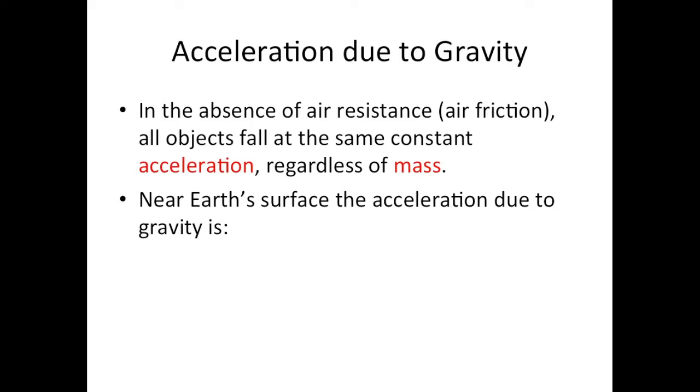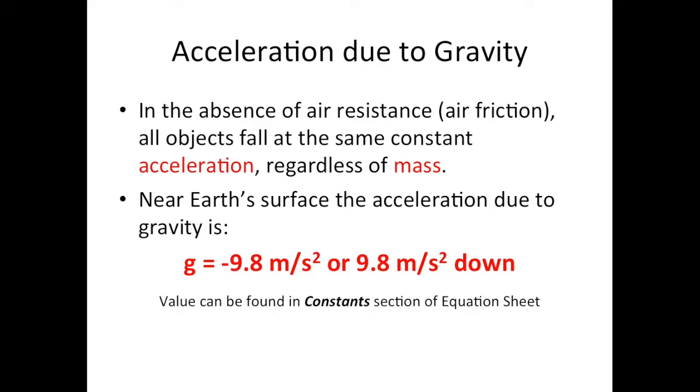So near Earth's surface, the acceleration due to gravity is negative 9.8 meters per second squared. It's 9.8 meters per second squared down, and we give it the sign negative because that's how we signify the direction of downward. Gravity is always acting downward. There is nowhere on Earth where gravity does not act downward. When we say downward, we mean towards the Earth's center. This value can be found in the constants section on your equation sheet, so you do not have to memorize this number. All right, let's do a few check questions.